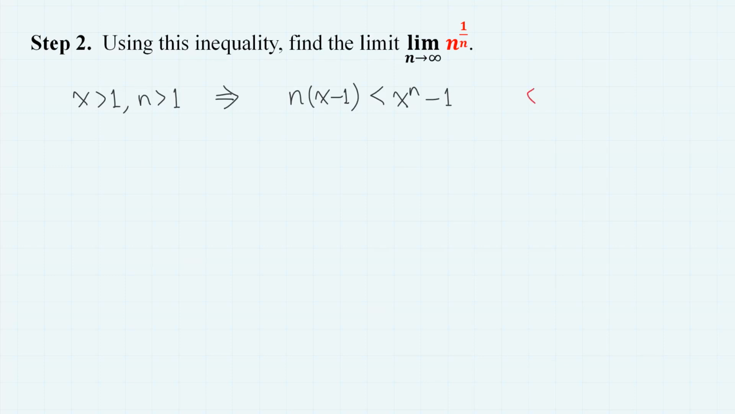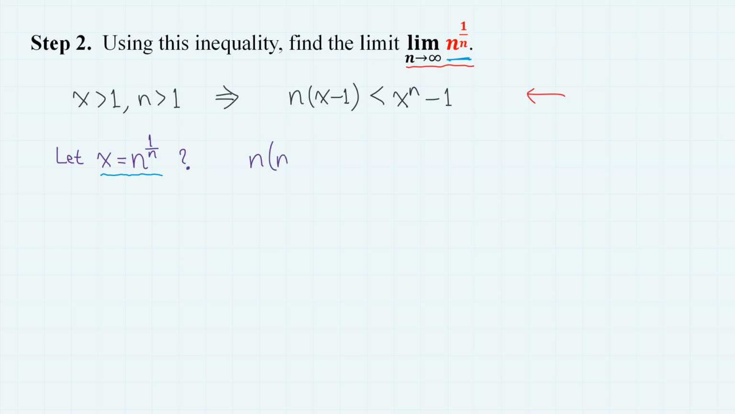So how can we use this inequality to find the value of this limit? Well, we can easily notice that the n to the power of 1 over n term appears if we substitute x with n to the power of 1 over n. So let's test this value to see where it leads us.